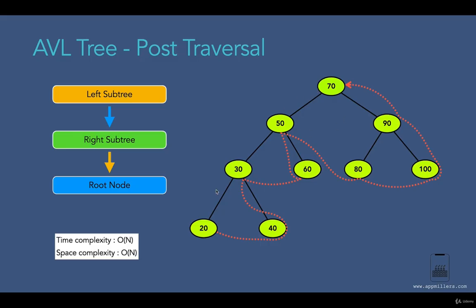Now here again, the time complexity is O(n), because in this case also we are visiting all elements of the AVL tree, and the space complexity is also O(n), because in this case we are calling this method recursively again.